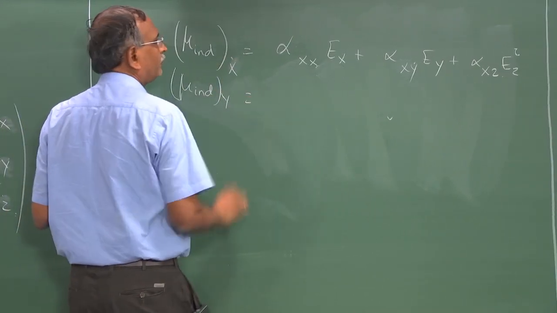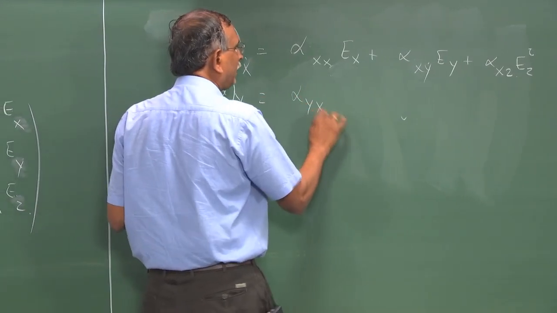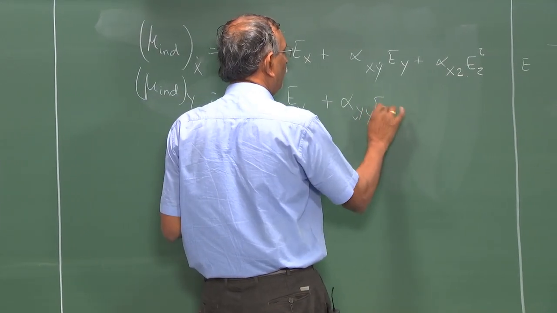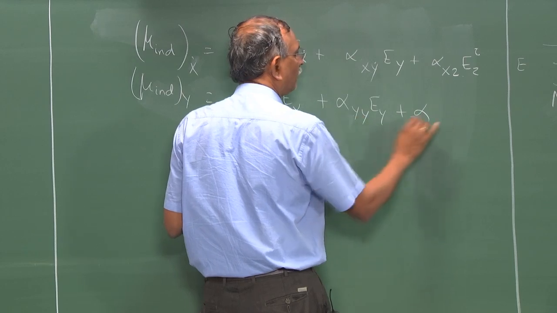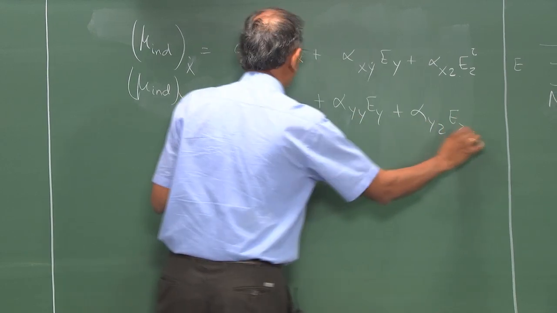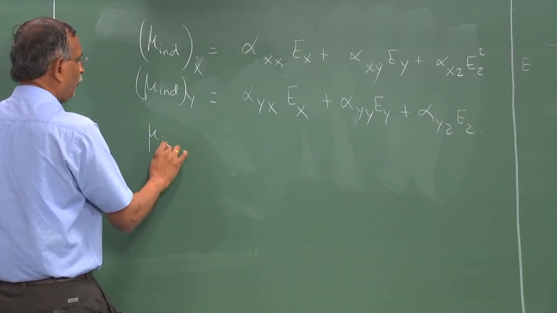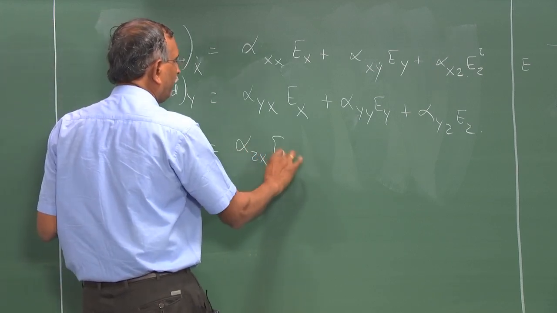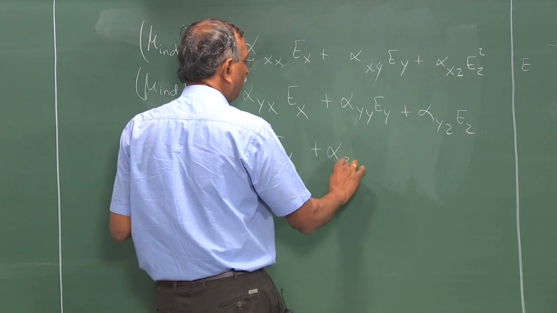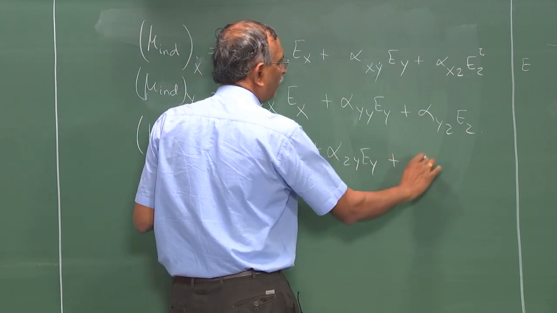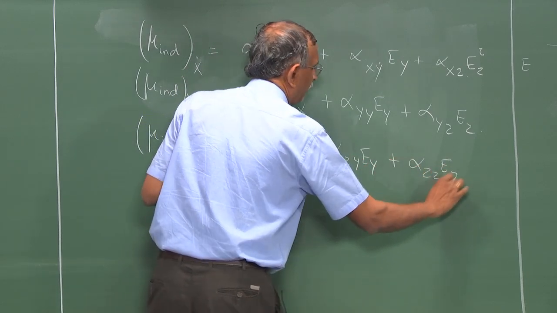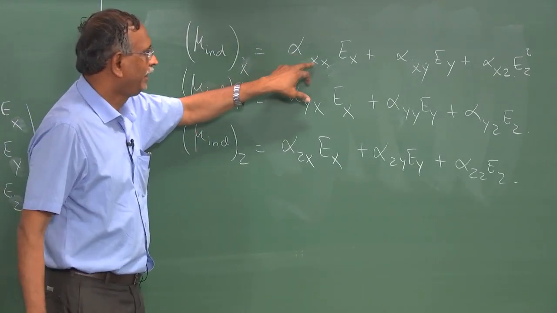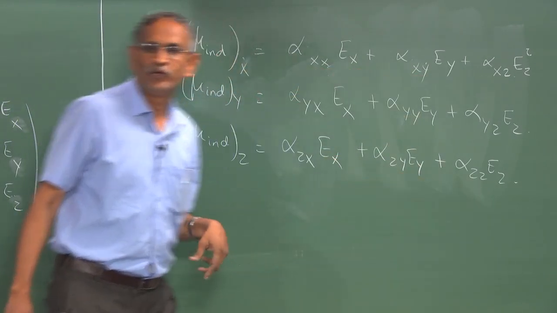This is capital X, this is capital Y. It's alpha yx Ex plus alpha yy Ey plus alpha yz Ez, and likewise mu induced Z is alpha zx Ex plus alpha zy Ey plus alpha zz Ez. Therefore, you have got these 9 components xx, xy all the way down to zz.